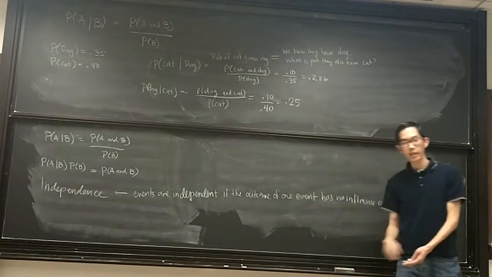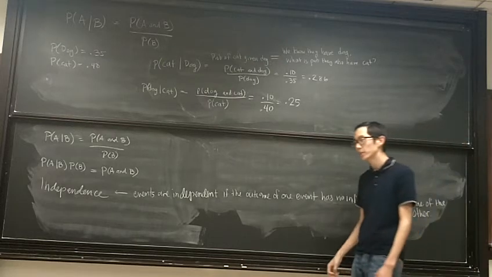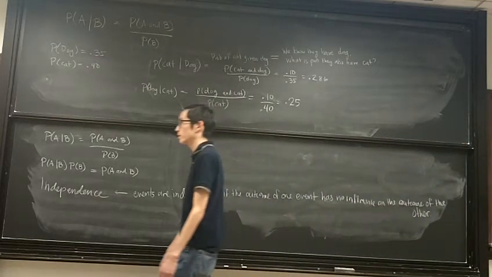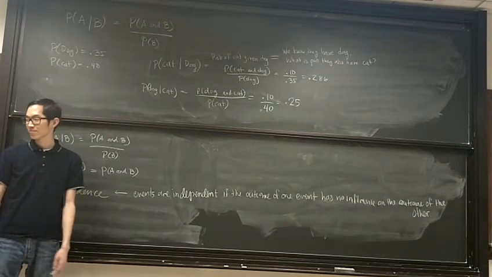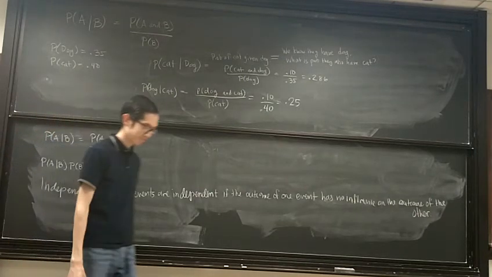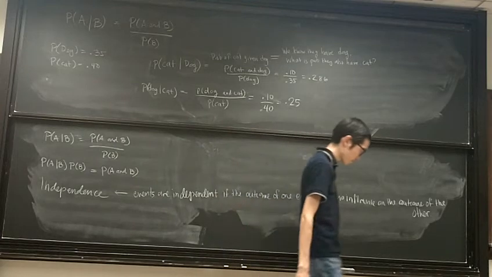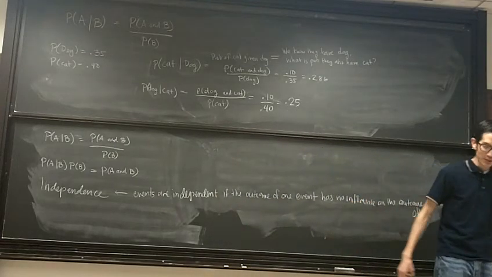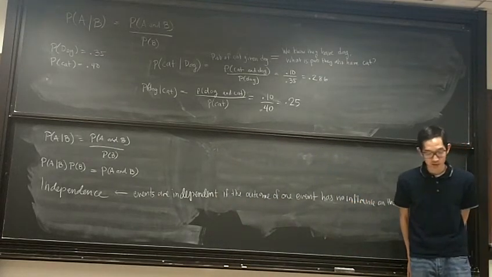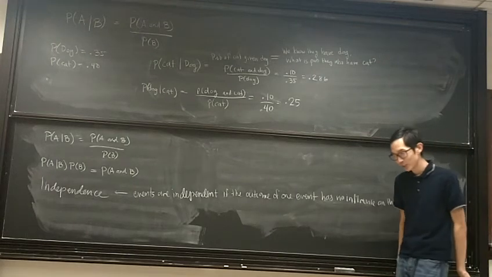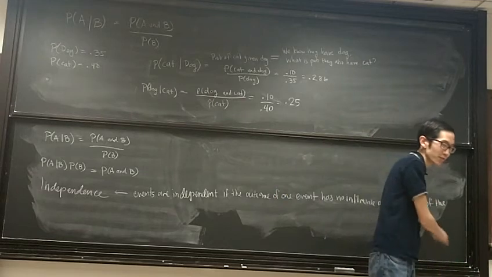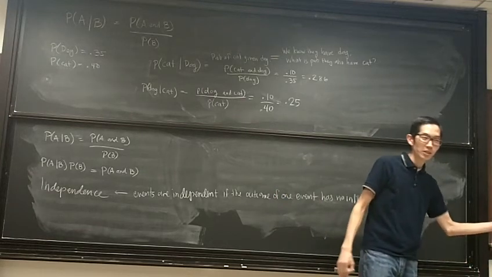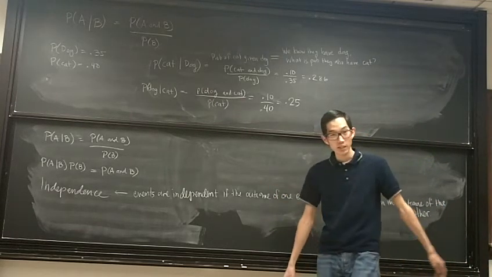So if event A has no influence on event B, will event B have any influence on event A? Yes, no, maybe. From a statistics point of view, and actually if you think about it hard, if event A has no influence on event B, event B will have no influence on event A.